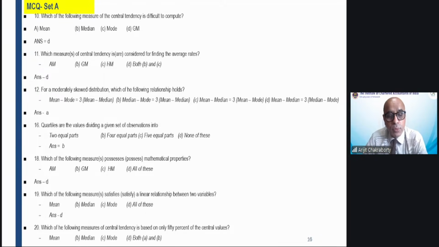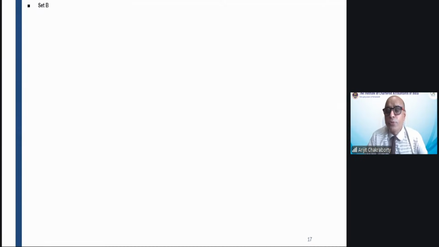Question 20, which of the following measures is based on only 50% of the central values? The question itself contains the hint, and it is median, because 50% of the central values means it is the middle value. Middle value means median. We move to set B now.